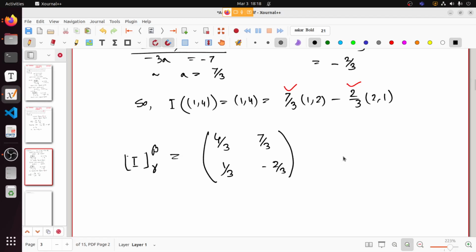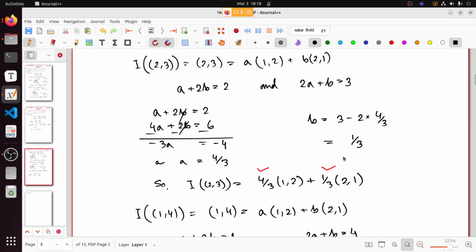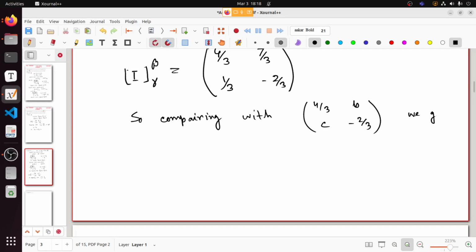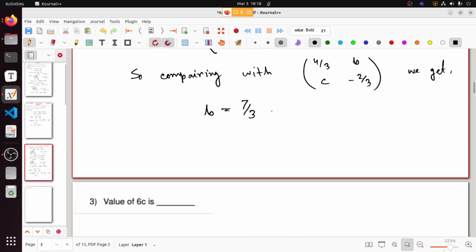Now I can compare with the second matrix. What is the second matrix? 4 by 3, b, c, minus 2 by 3. So comparing, we get b equals 7 by 3. Right, then let's see what we have to find. We have to find 3b, so just multiply by 3. Therefore 3b will be 3 times 7 by 3, which means 7. So the answer is 7.